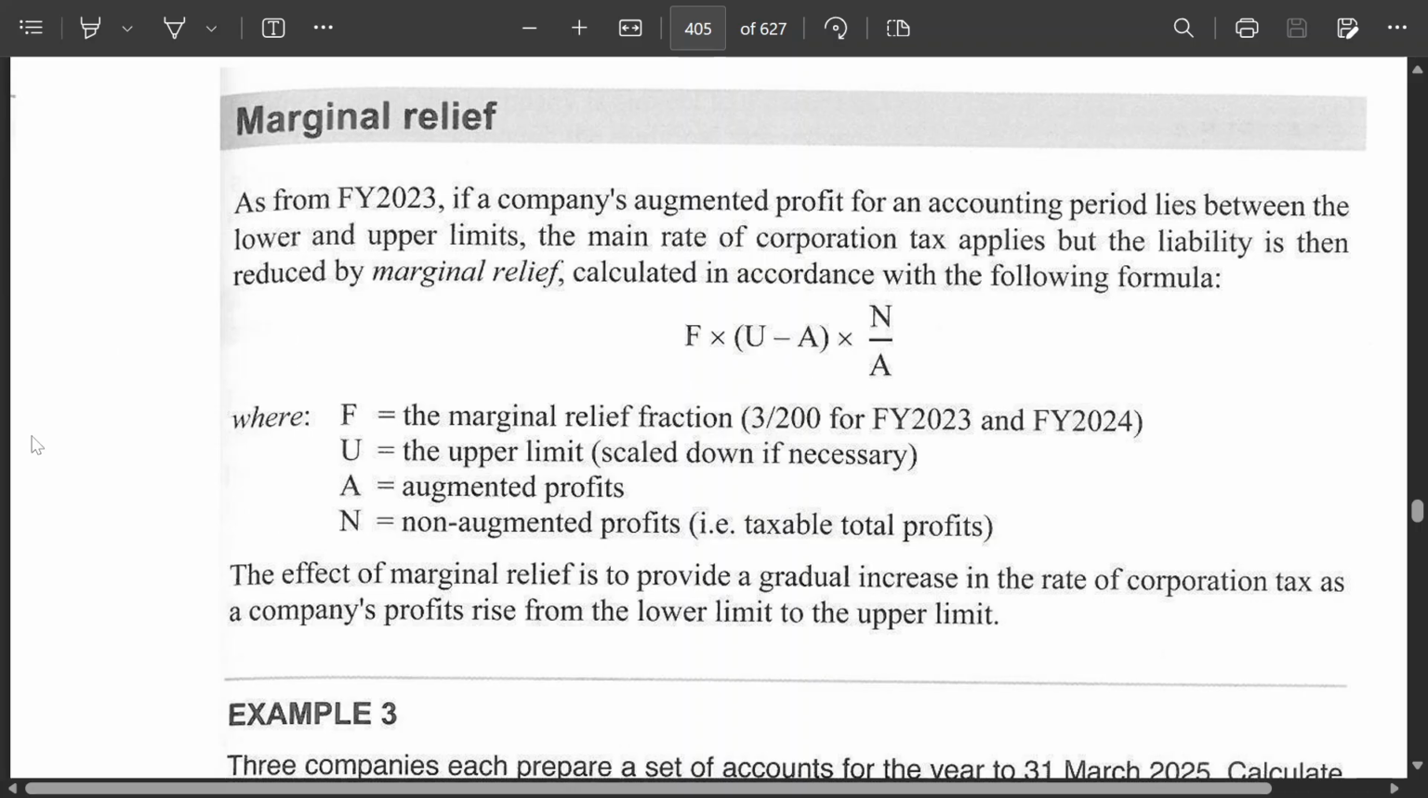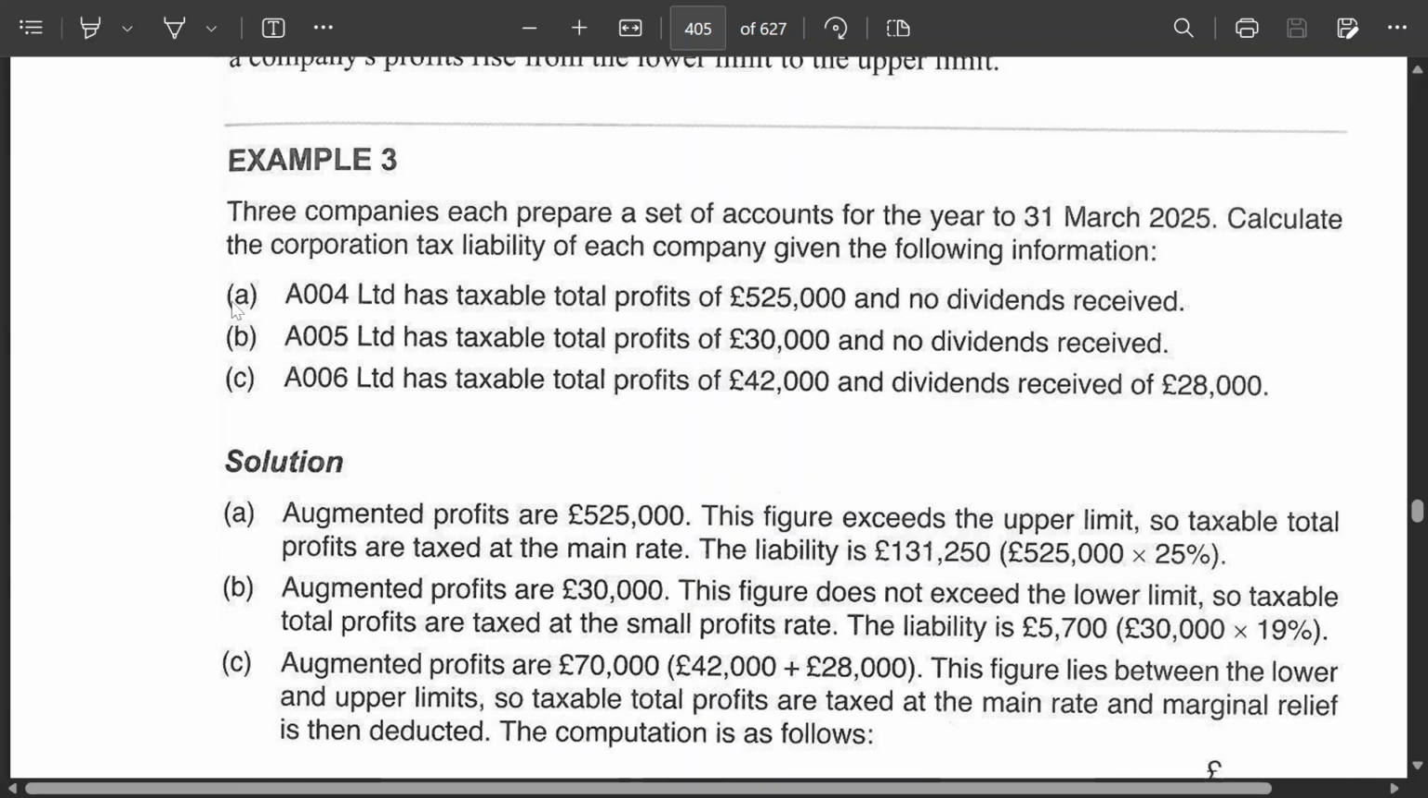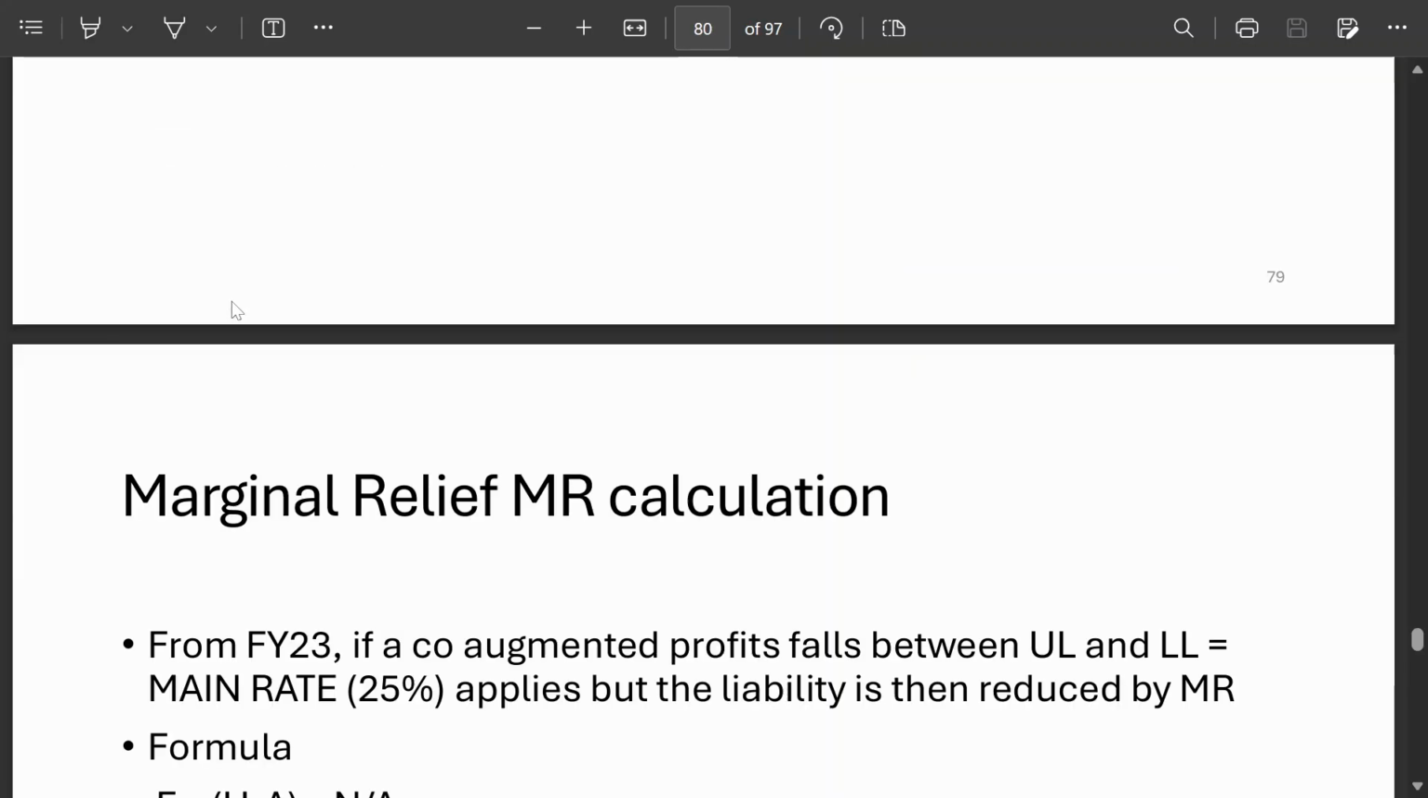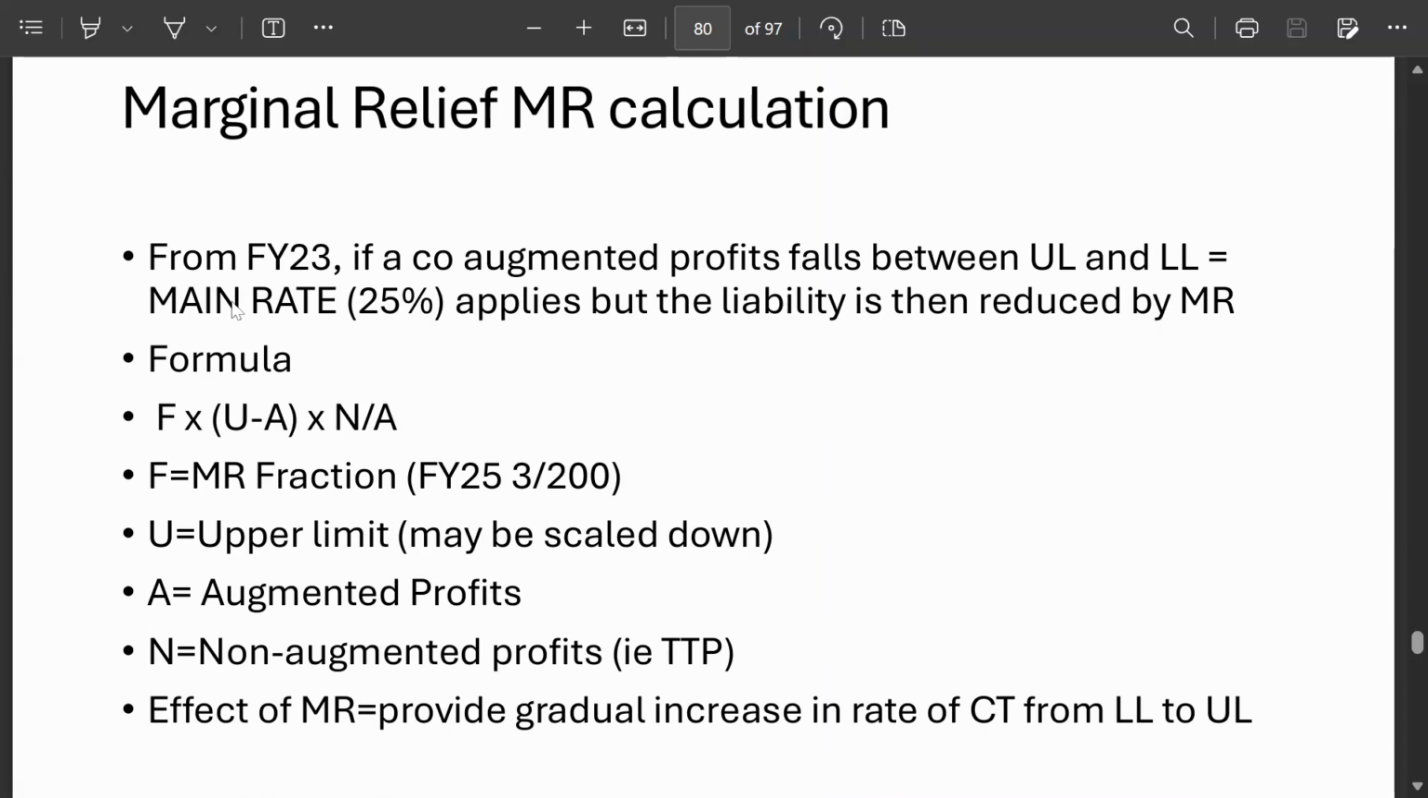Now this is your marginal relief calculation, all right? Formula for marginal relief. The left-hand side of this equation is marginal relief equals this. So when you get the marginal relief, you'll see how it's used. Okay, let's look at this example 3. Now MR calculation, this one you've already seen. We just saw the textbook. I think the textbook picture is more clear in terms of the structure of the formula, right?